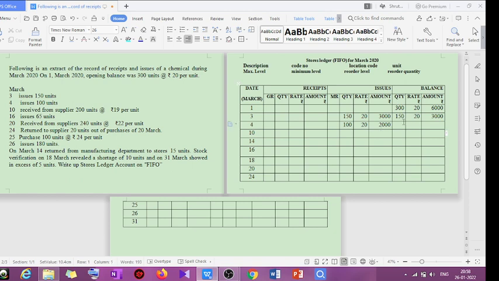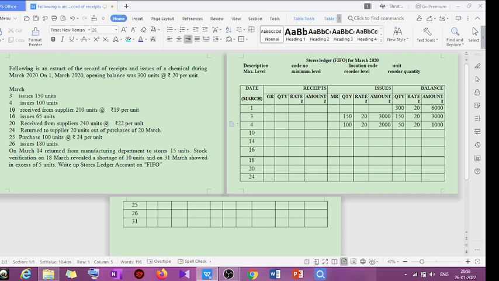So how much remained? Out of 150, 100 gone. That is, remained is 50. Rate is 20, so it will be 1,000. I hope it is clear to you till here, because we had only one slot of the materials.